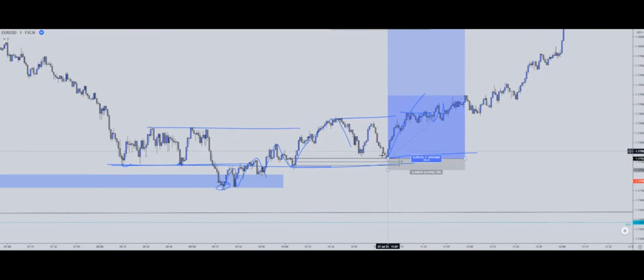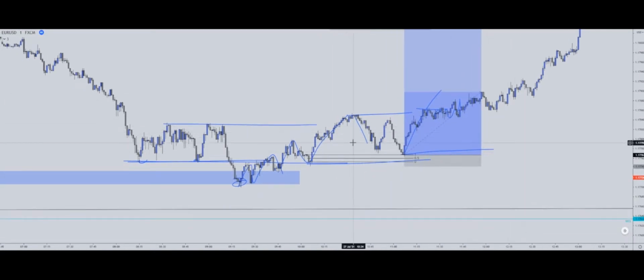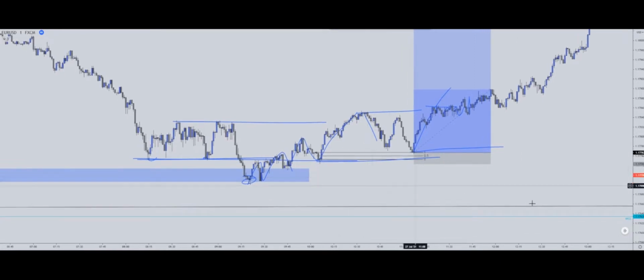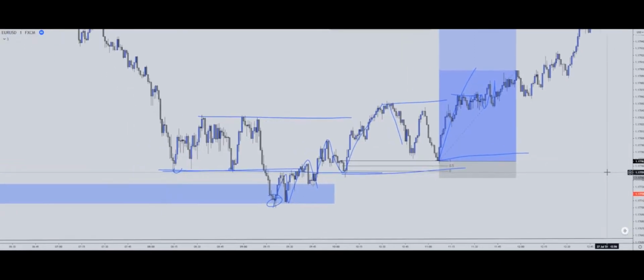So just manage your trade accordingly, trail your stops, and that was pretty much it for the Wyckoff accumulation. It's very simple. If you haven't really understood this, make sure you watch the Wyckoff distribution.